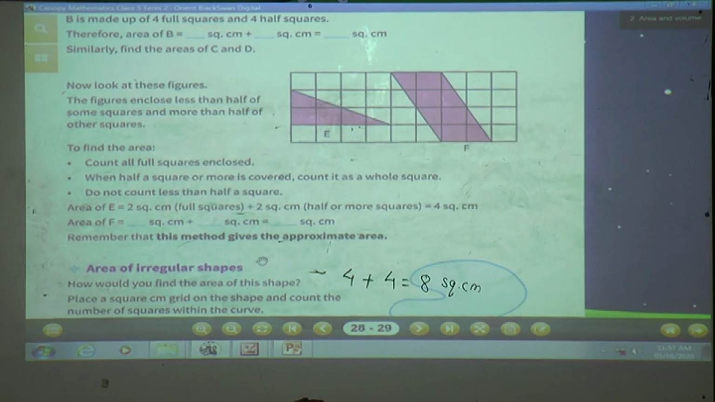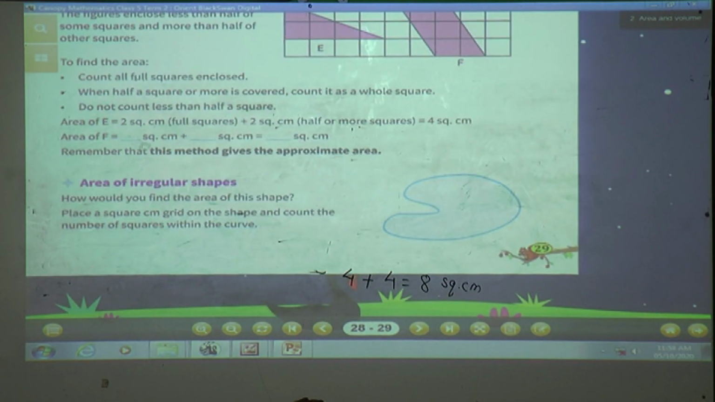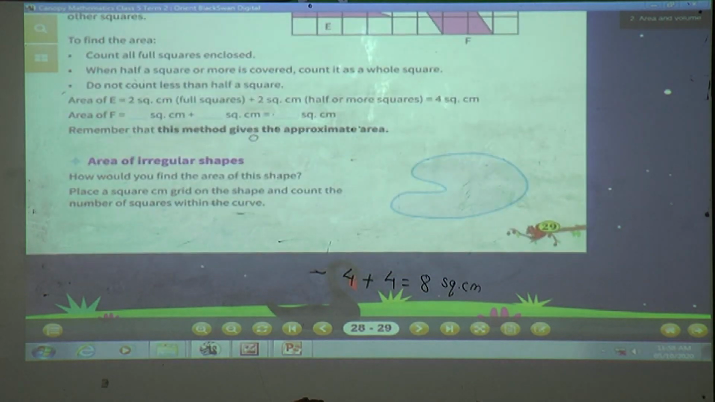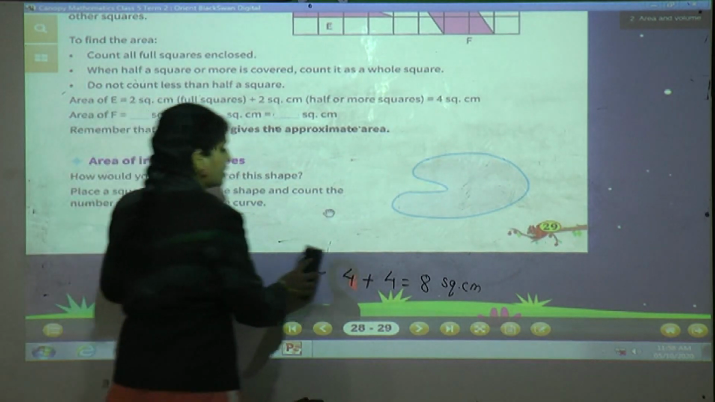Area of irregular shape. Just now we studied that method. Remember that this method gives the approximate area. So now we will see area of irregular shapes. How would you find the area of this shape?